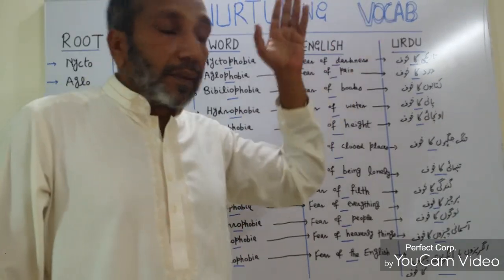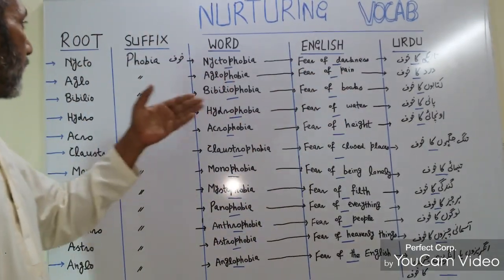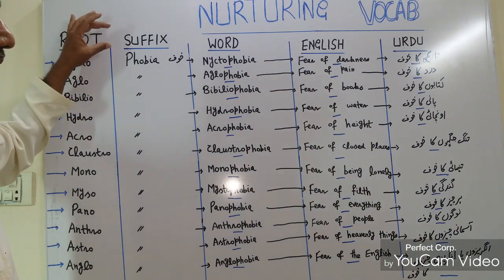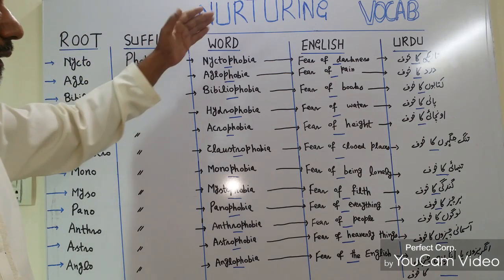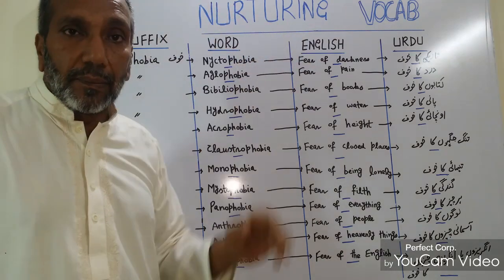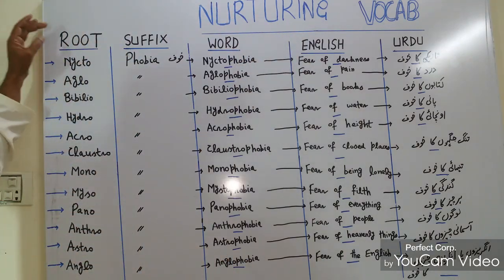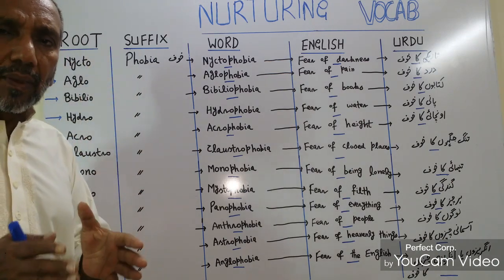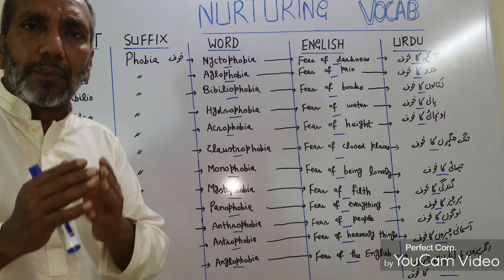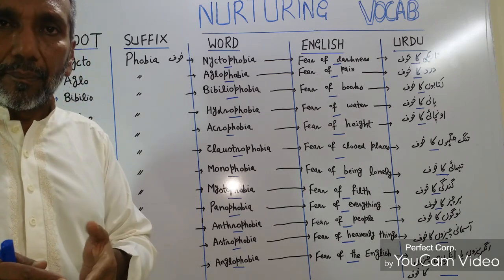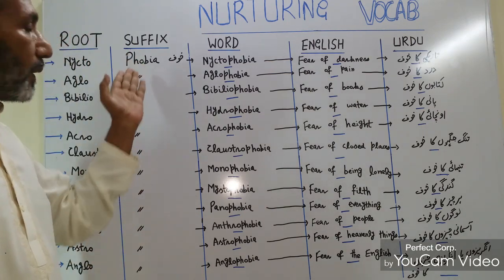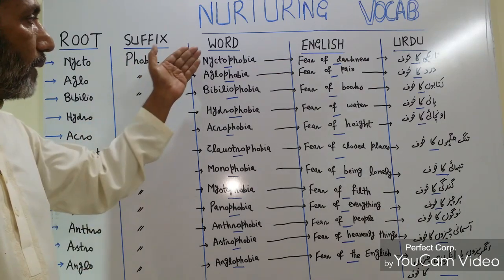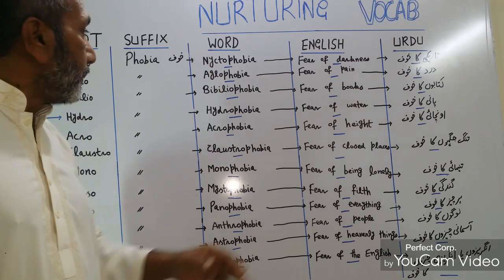Vocab stands for vocabulary. Over here, it is root, then suffix, then word, then meaning in English, and then meaning in Urdu. Got it? So root, as you know, is the main part of the word. Sometimes we call it stem. Suffix is something that is added after that word. And word is word, and English, Urdu, you know.